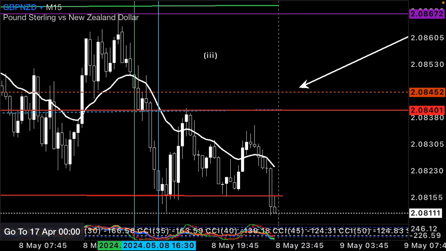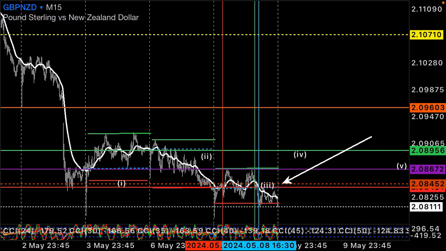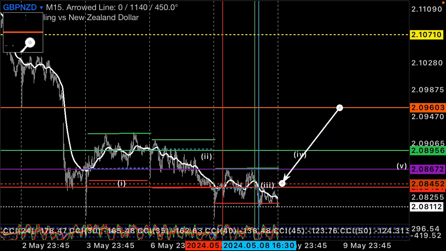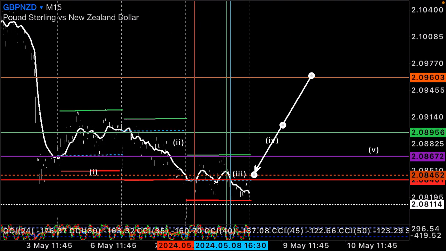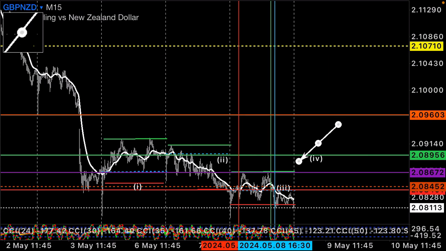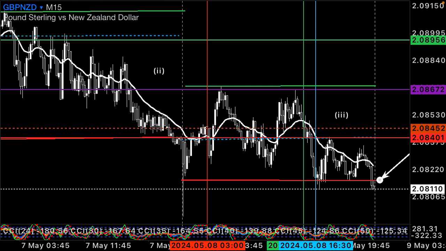So here, getting back to the 15-minute chart. And here's the arrow again. Let's be able to show what's going on. Bring it down further.